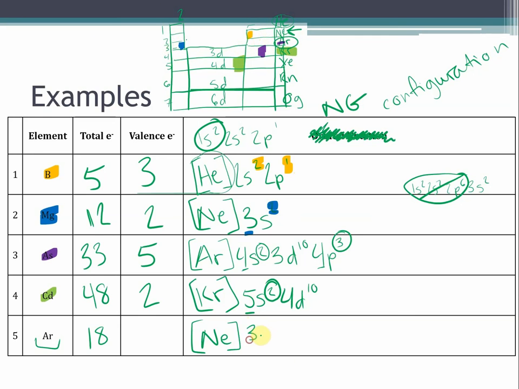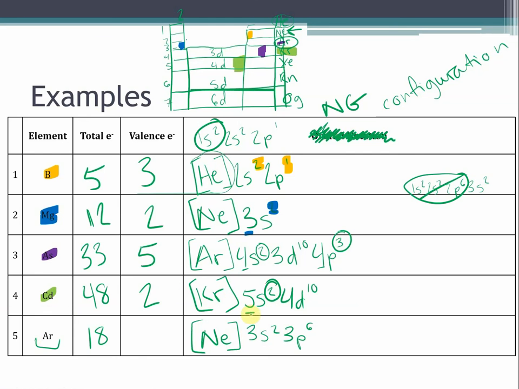So 3s2, 3p6. And then to figure out our number of valence electrons, our highest energy level here is the 3rd energy level. So we have 2 electrons here, 6 electrons here, for a total of 8 valence electrons. And these 8 valence electrons, this is going to be sort of a magic number. So keep this in mind, that your noble gas has 8 valence electrons. Everything in that column has 8 valence electrons, and that is a very important property of noble gases.